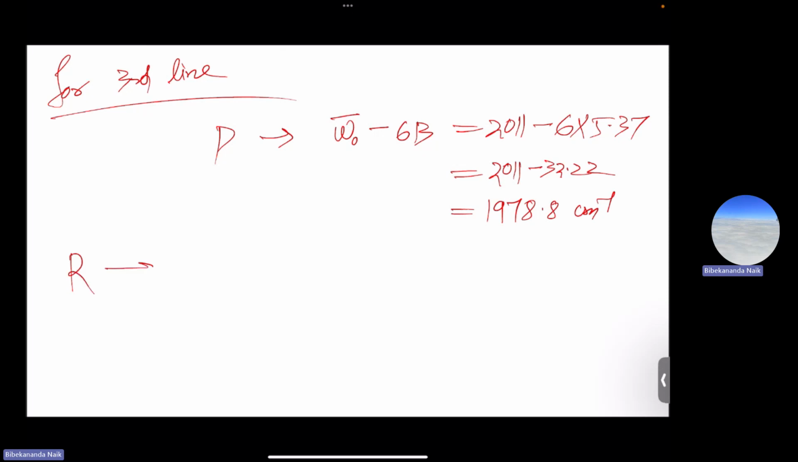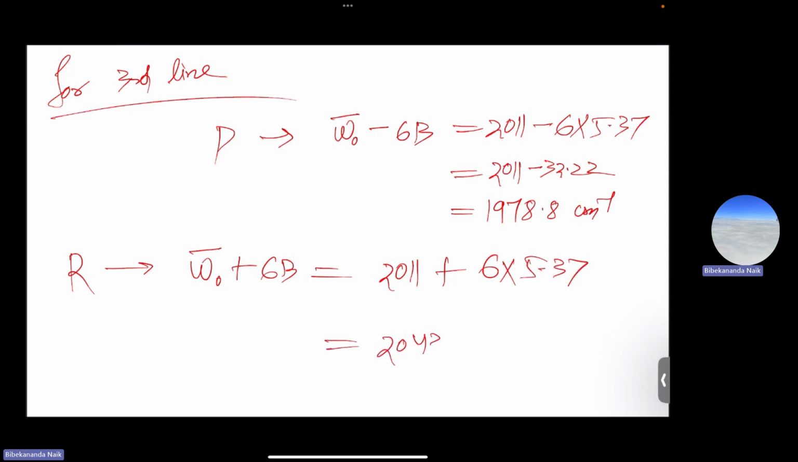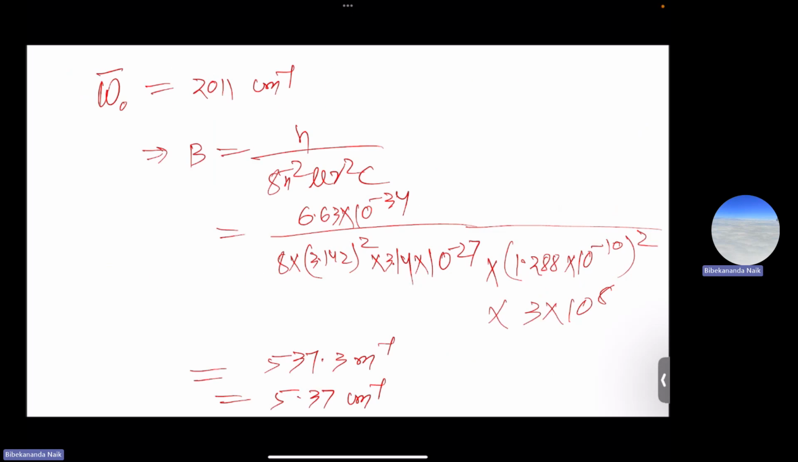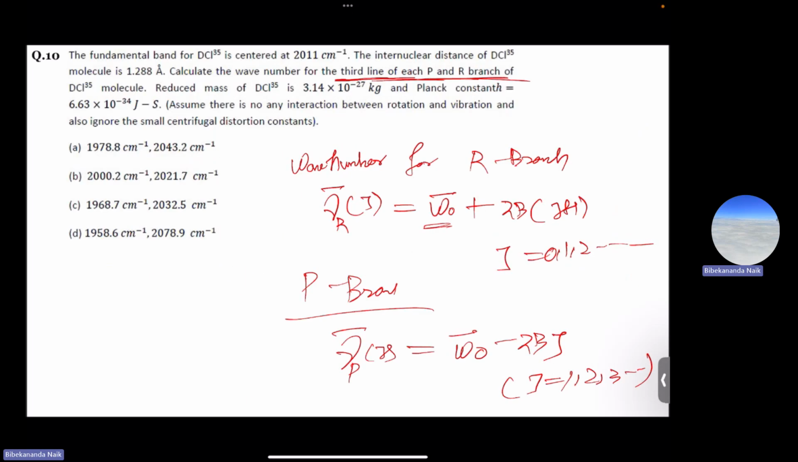Similarly, corresponding to R, it is omega 0 plus 6B. So 2011 plus 6 into 5.37. This is 2043.2 centimeter inverse. So this is 2043.2 centimeter inverse, and this is 1978.8 centimeter inverse. So the option is 1978.8 and 2043.2. So the correct option is option A.